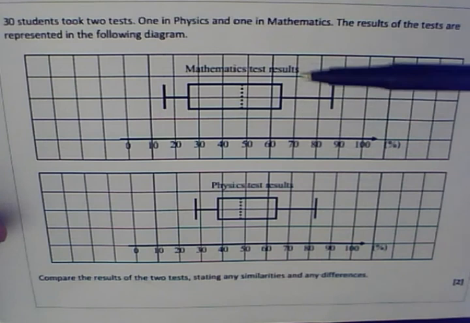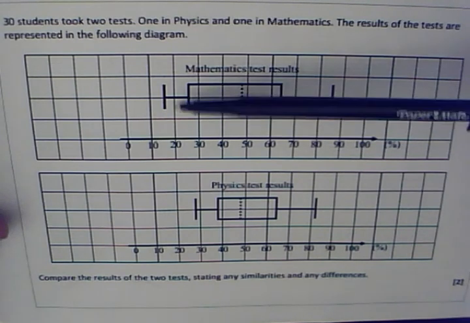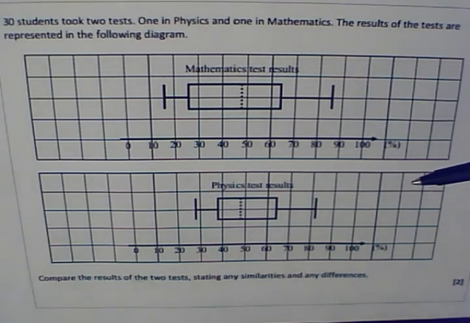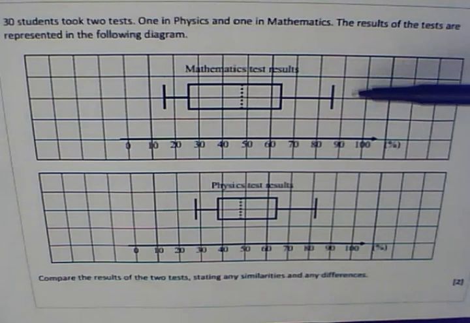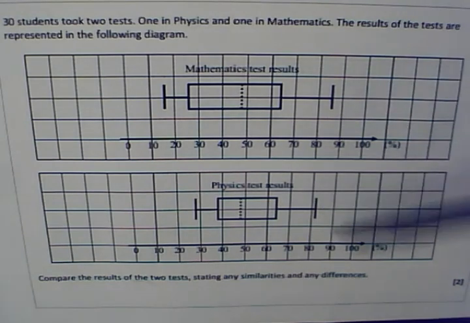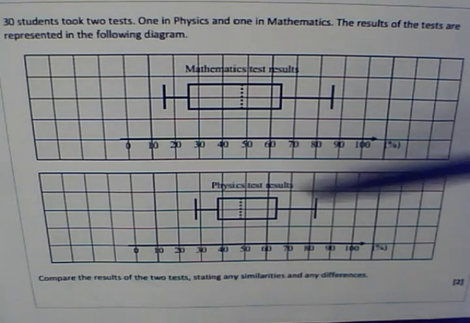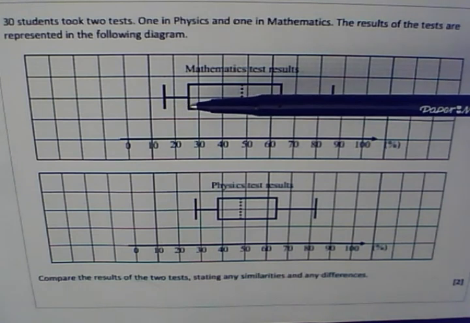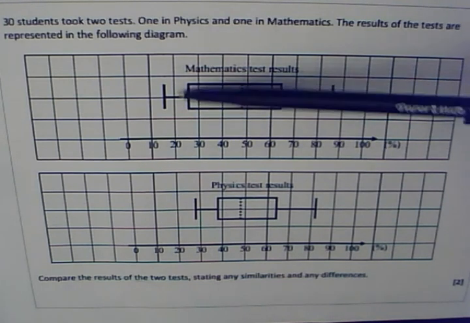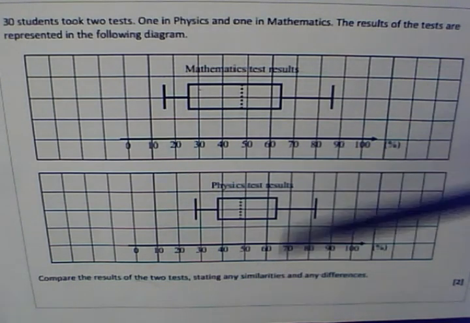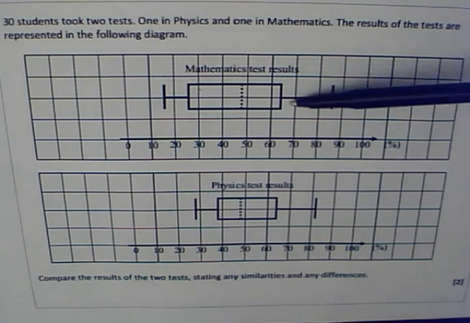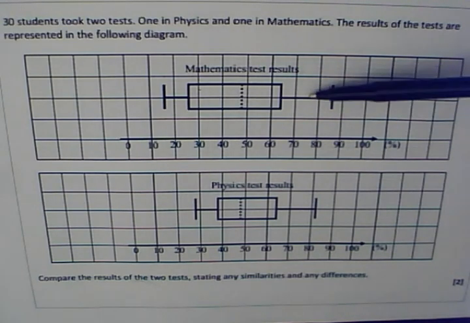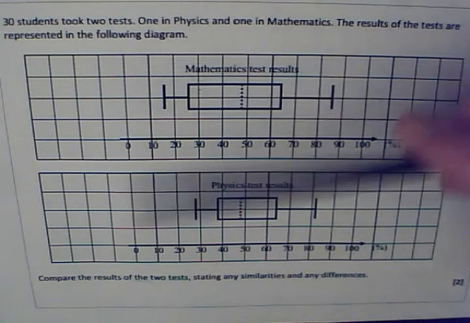What else could we say? We could say that the minimum score on the maths test was lower than the minimum score on the physics test. We could say the maximum score on the maths test was higher than the maximum score on the physics test. We could say that the difference between the lowest score and the lower quartile was the same on the maths test and the physics test. Or we could say that the difference between the upper quartile and the maximum score was higher on the maths test than the physics test. So there's plenty that we can say. We just need to use our knowledge here to be able to compare these.